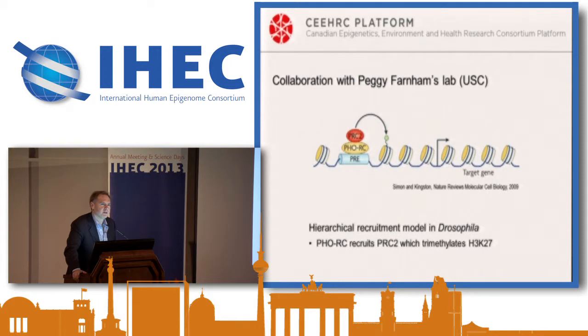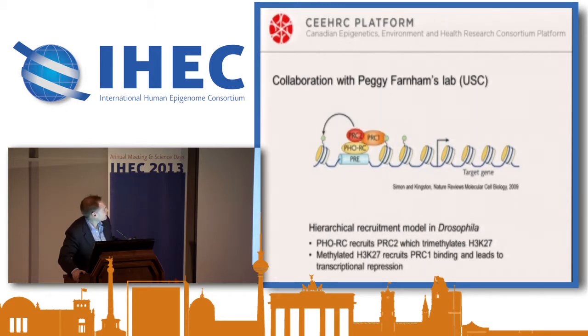And then, just as a use case example of how we've used this, we collaborated with Peggy Farnham in this case. In Drosophila, for instance, there was a fairly well-known molecular biology interaction where the FORC protein is recruiting PRC2, which does the trimethylation of H3K27, which then allows PRC to come along and instigate the transcriptional repression.